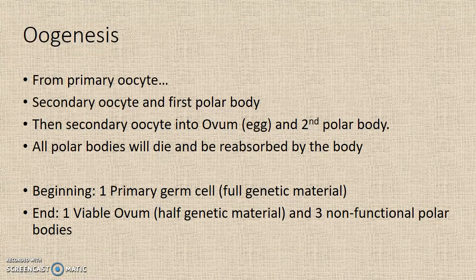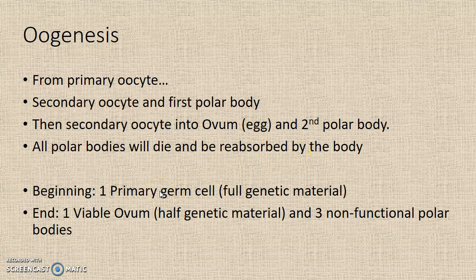In oogenesis, the first two steps are the same. From the primary oocyte, it becomes a secondary oocyte and first polar body. This is a little bit different. From there, the secondary oocyte turns into the egg, or the ovum, and a second polar body. Now, all polar bodies will die and be reabsorbed by the body, like it says right there.